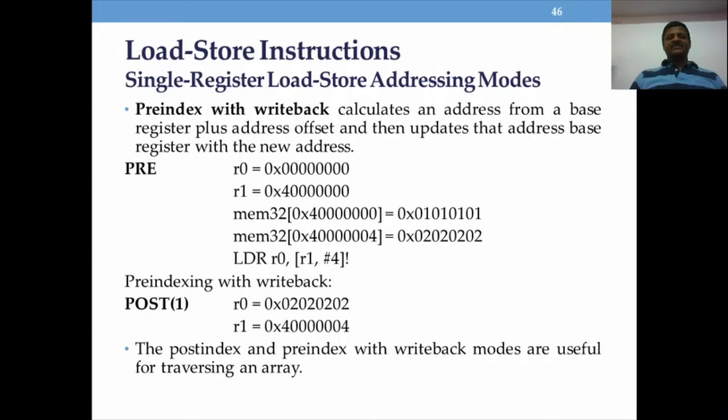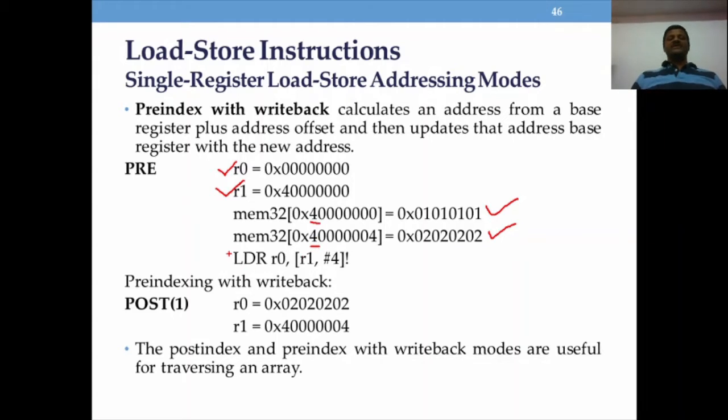Now here you can observe that the initial content of R0 is 00 and R1 is 4700. Now for the memory content, let us assume that we are working with 32-bit numbers. Most of the time ARM works better with 32-bit numbers. Here the 32-bit data is stored at address 4700, it is 01010101, and the next 32-bit data is stored at 4704, where 02020202 is stored. So these are the two 32-bit numbers. One is stored at the starting address 4700, one is stored at 4704.